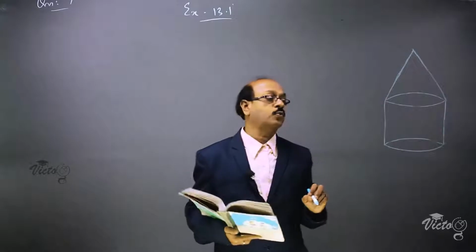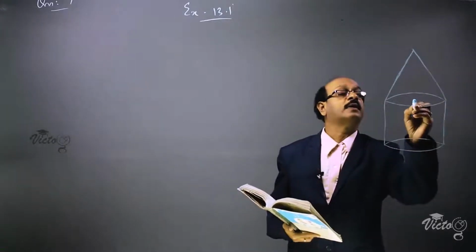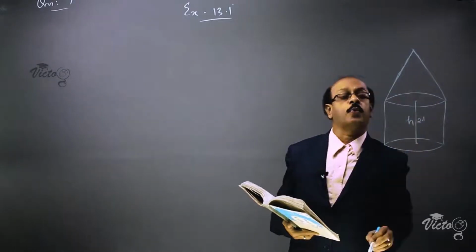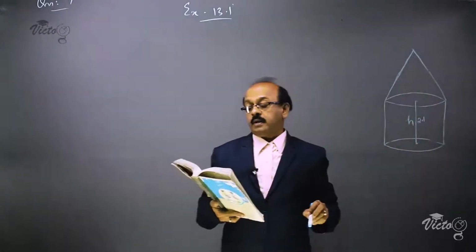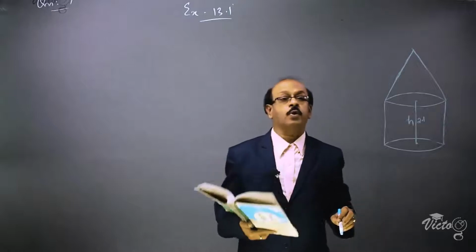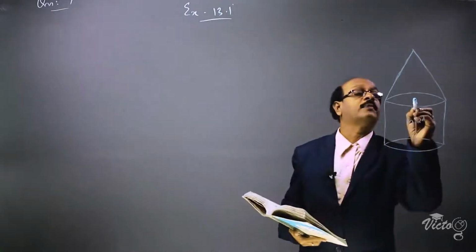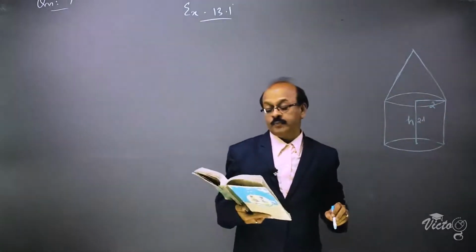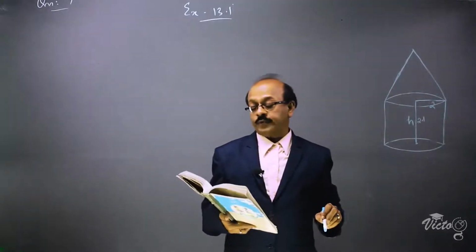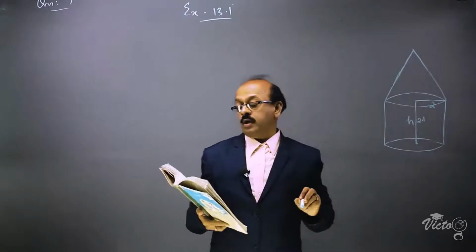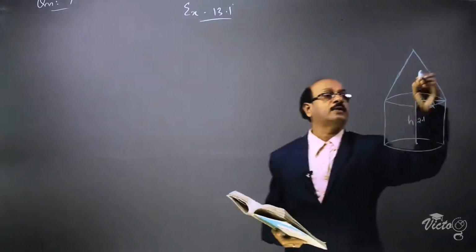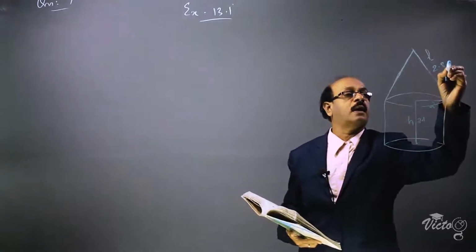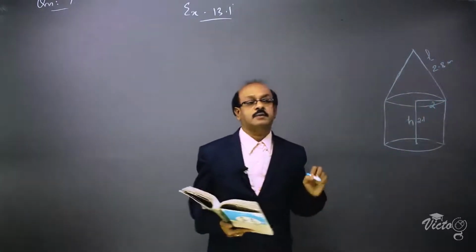The dimensions given are height and diameter of the cylindrical part. Height of the cylinder is h, which is equal to 2.1 meter. Diameter is 4 meter, means radius is equal to 2 meter. And slant height of the top means slant height of the cone, it is given as 2.8 meter. L, the slant height, is directly given as 2.8 meter.